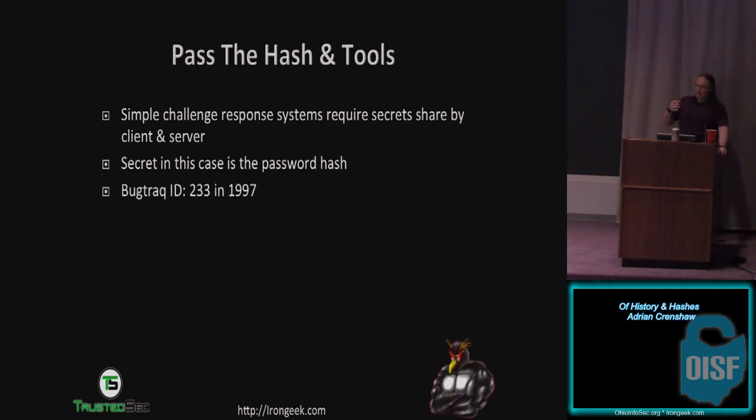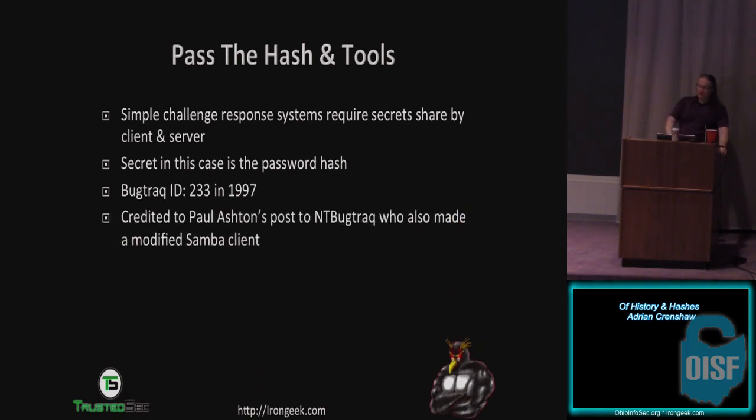Back in 1997, someone posted Bugtraq ID 233, and they basically discovered that if you had the hash, you could use that to authenticate without necessarily having the password. Paul Ashton made that post to NT Bugtraq, and he also made a modified Samba client where you essentially take a hash and input it as how you're going to authenticate. So instead of using the password, you use the hash, because that's what the challenge-response system was actually using. Later on, Jeremy Allison and Jomo Fisher released a Samba patch for PTH, pass the hash, in 2003.